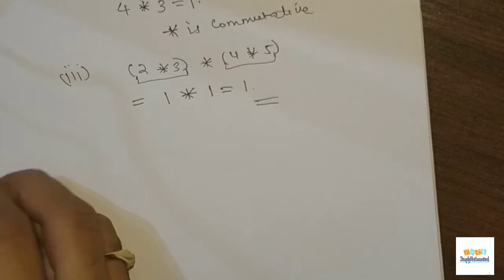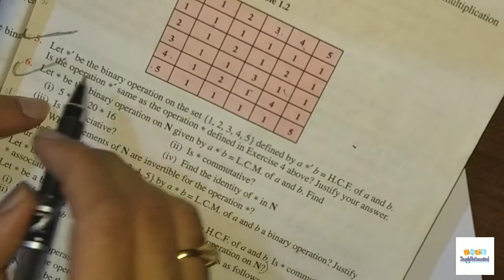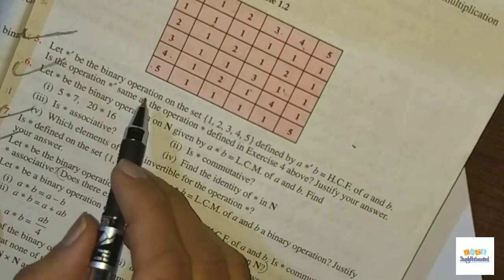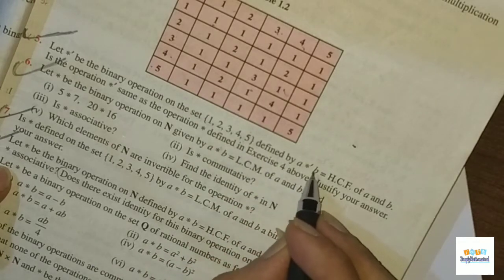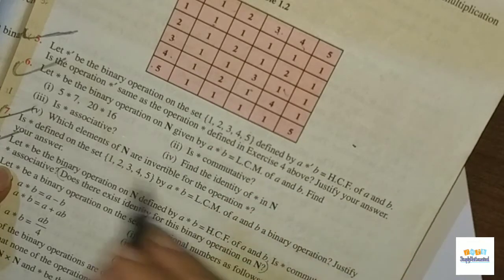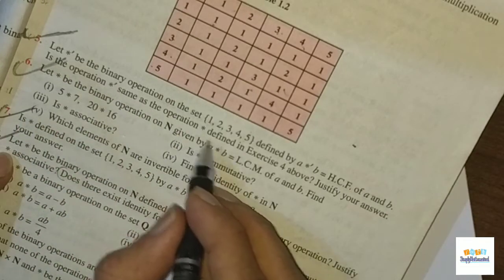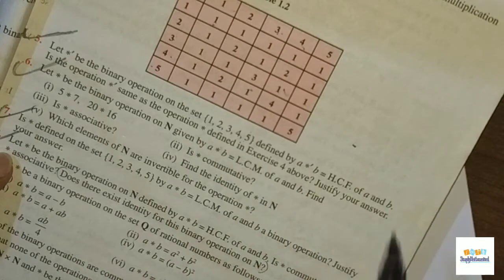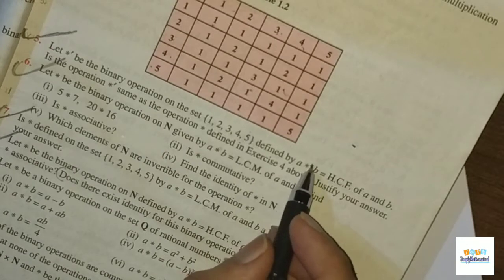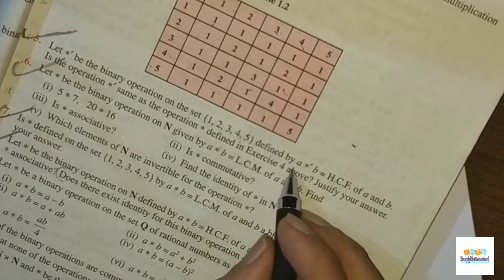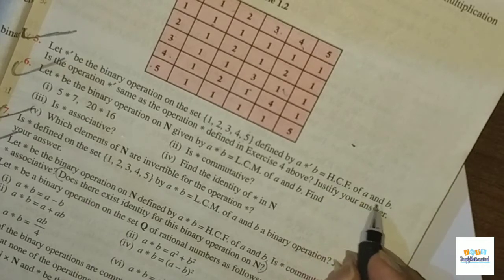Now let us look at the fifth problem. What is the fifth problem? It is, let star prime be the binary operation on the set 1, 2, 3, 4, 5 defined by a star prime b equal to HCF of a and b. Is the operation star prime same as the operation star defined in exercise 4 above? Justify your answer. So here you are given the operation star prime where a star prime b is equal to HCF of a and b, that is, highest common factor of a and b.